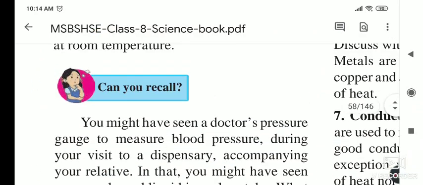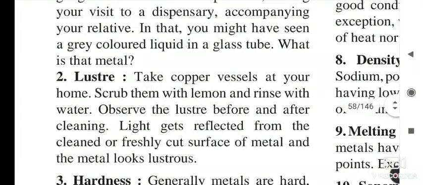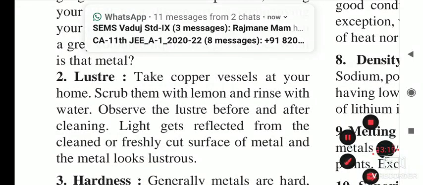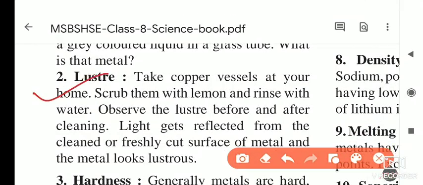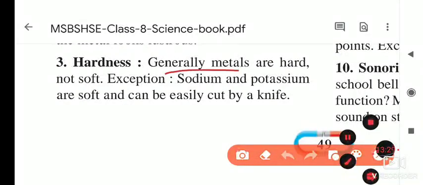Just now we saw the first property: physically, at normal temperature they are generally in the solid state. Then they are good conductors of heat and electricity, and luster is also a property of metals. Luster means shine. Next is hardness, which means they are hard. Generally metals are hard, not soft.